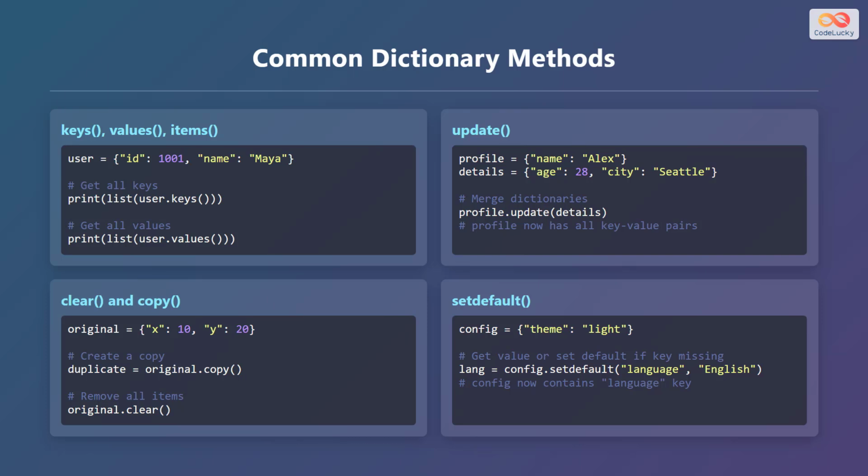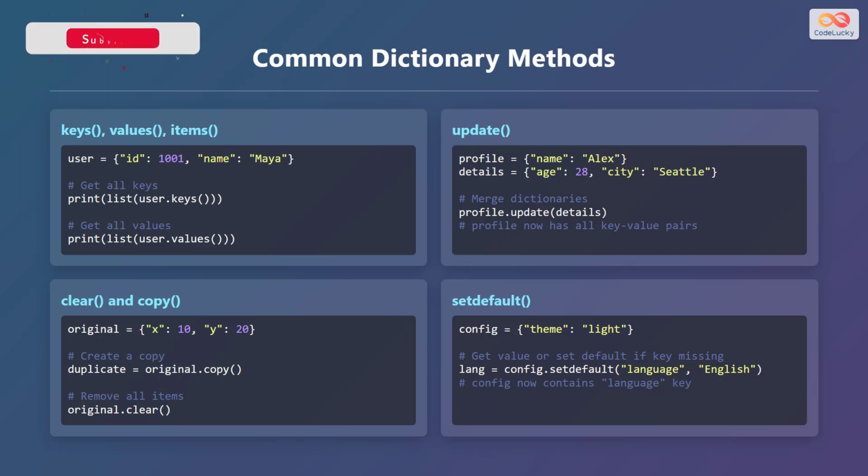The update method merges key-value pairs from one dictionary into another. If there are common keys, the keys of the dictionary passed as argument will be updated. The clear method removes all items from the dictionary, making it empty. The copy method creates a shallow copy of the dictionary. Changes made to the copy will not affect the original dictionary.